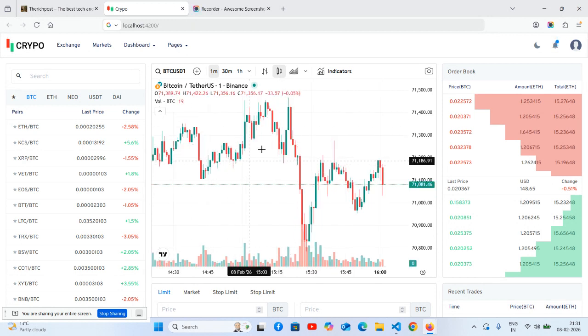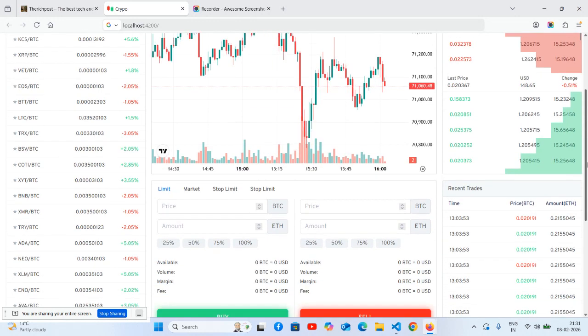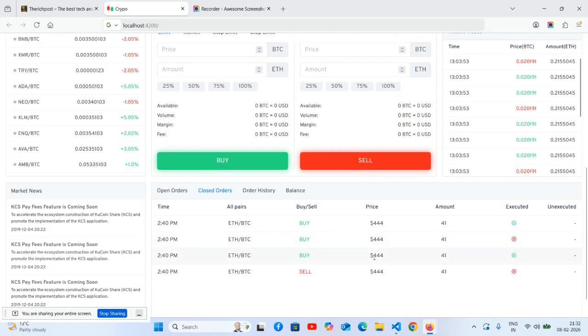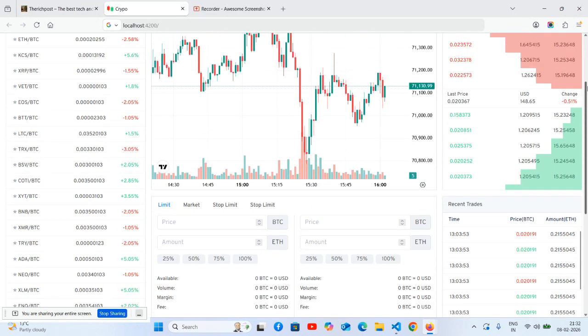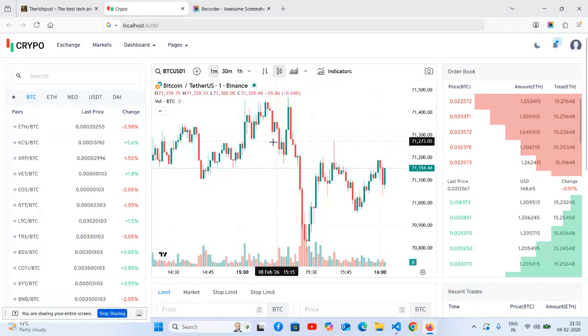See, order book. See guys, beautiful other stats, recent traders, and open orders, close orders, order history and balance as well. But the main is this beautiful chart, candle chart sequence.